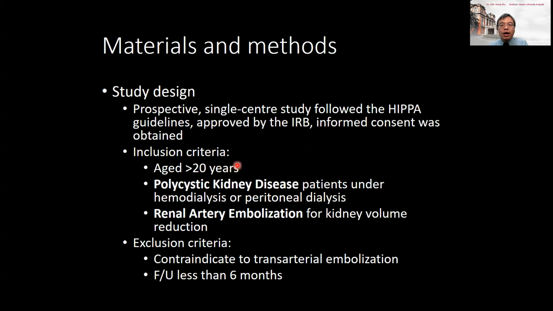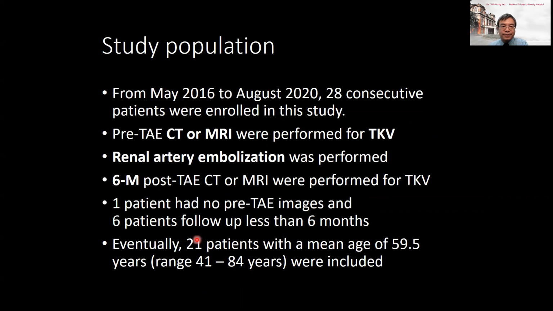In order to prove this concept, we also conducted a prospective single-center study, and we got informed consent from all patients. We included patients aged more than 20 years old with polycystic kidney disease under hemodialysis or peritoneal dialysis. We performed renal artery embolization for kidney volume reduction. We excluded patients who were contraindicated to transarterial embolization or had follow-up of less than 6 months.